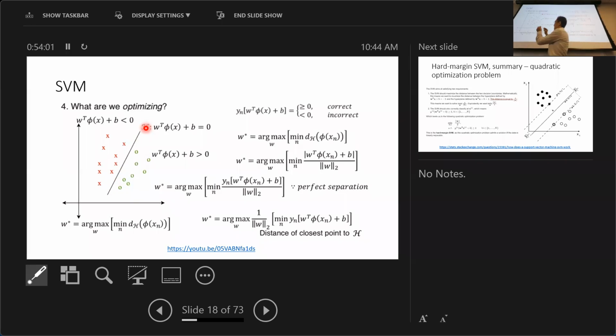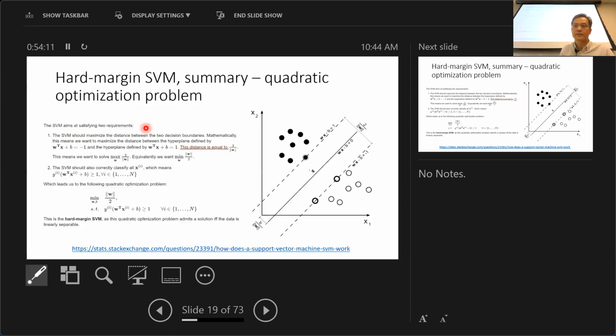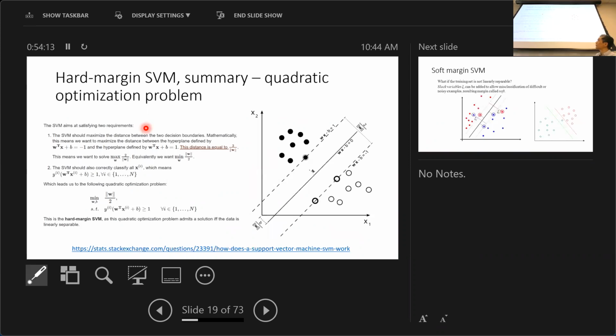You try to find the parameters that give you the slope. So you minimize the distance. You find three points here, three points that are support vectors. Then you maximize their separation.